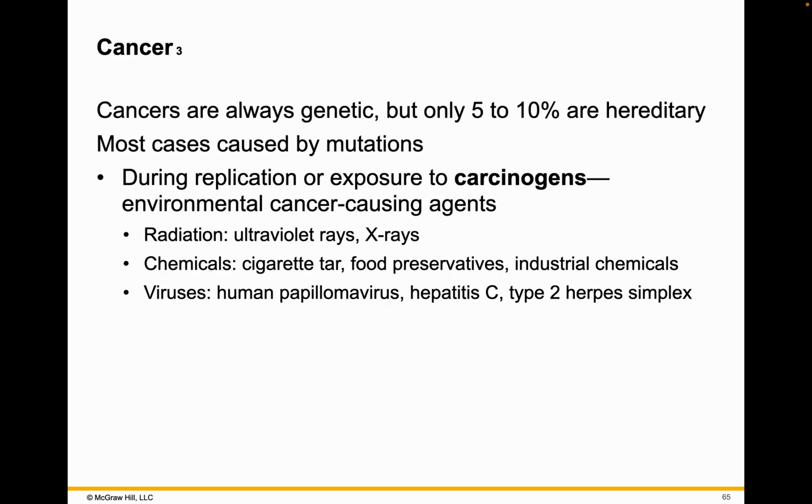Cancers are genetic in the sense that they are caused by mutations in the genes that control cell division. But only about 5 to 10% of those are hereditary. Most are caused by mutations that occur in somatic cells, not mutations that we pass on to future generations. During replication or exposure to carcinogens, environmental cancer-causing agents, radiation, ultraviolet, chemicals, viruses, all kinds of things can mess up the way DNA gets copied when it's being copied to repair things within an organism, for example.